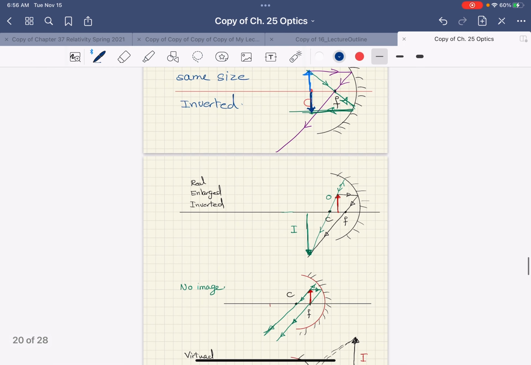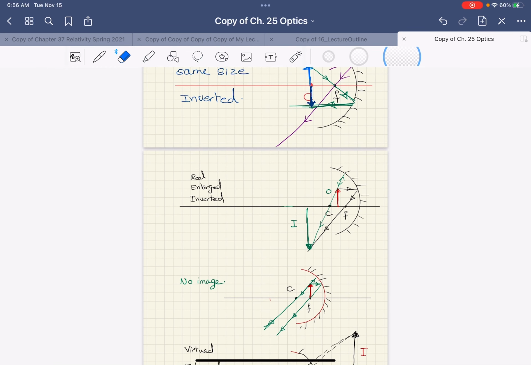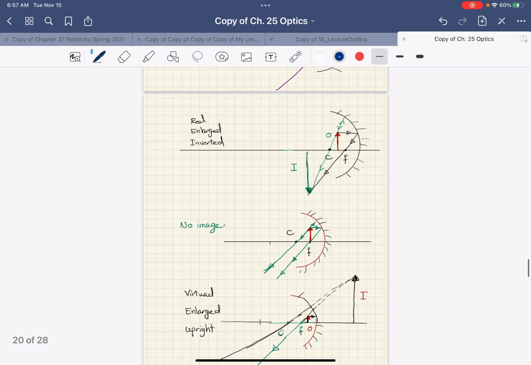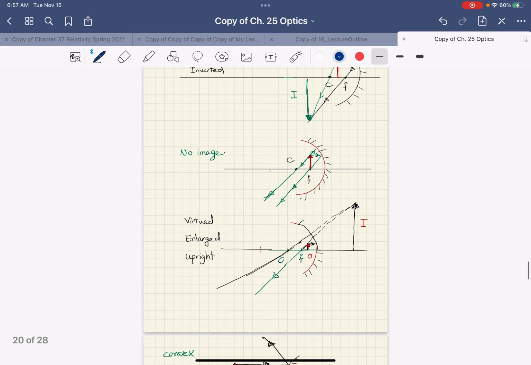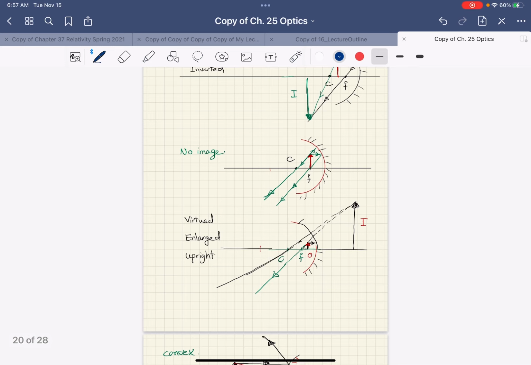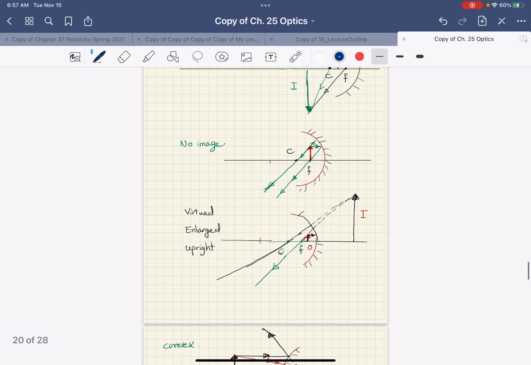As we keep on bringing the object closer to the mirror, the image is going to be larger and larger, and then when it is at the focal point, no image is going to form. After that, the image is going to be virtual, enlarged, upright. If you look at it, here, this is the image. Here R is going to be negative if I want to use the formula, and F also is going to be negative.